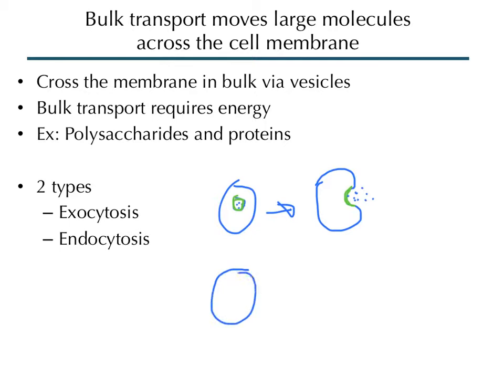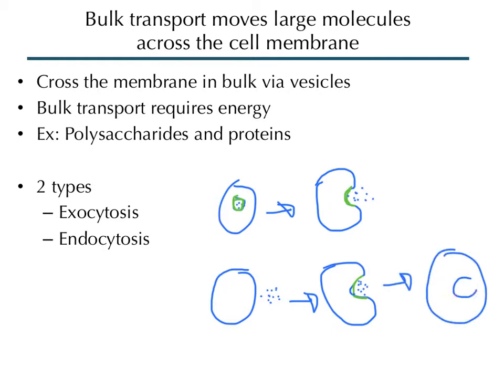So here's your cell. Here are some products that are going to get taken in. The cell makes a little pocket. We'll mark the membrane there that surrounds those particles, and then those are going to get pinched in into a little vesicle and taken into the cell. So that's endocytosis. So what types of cells do lots of endo and exocytosis?